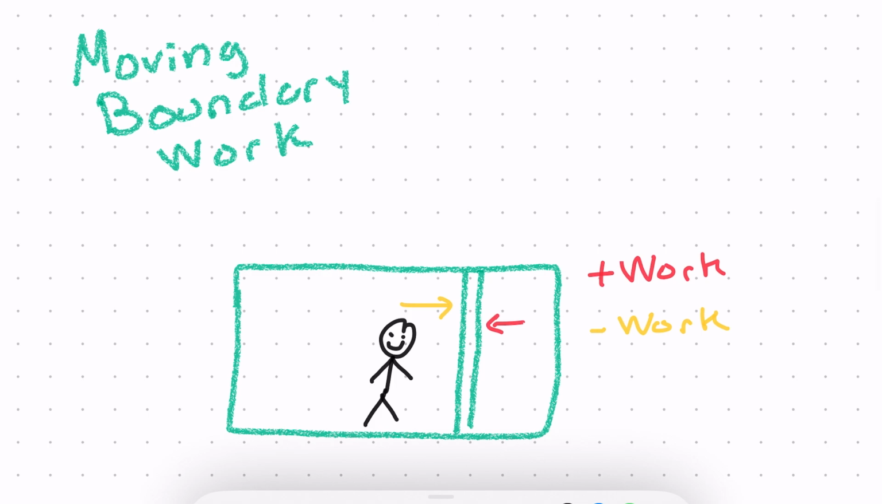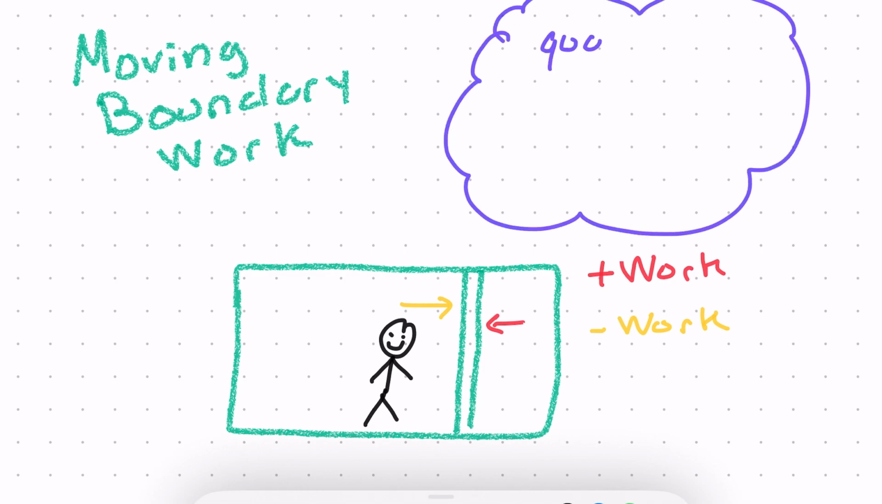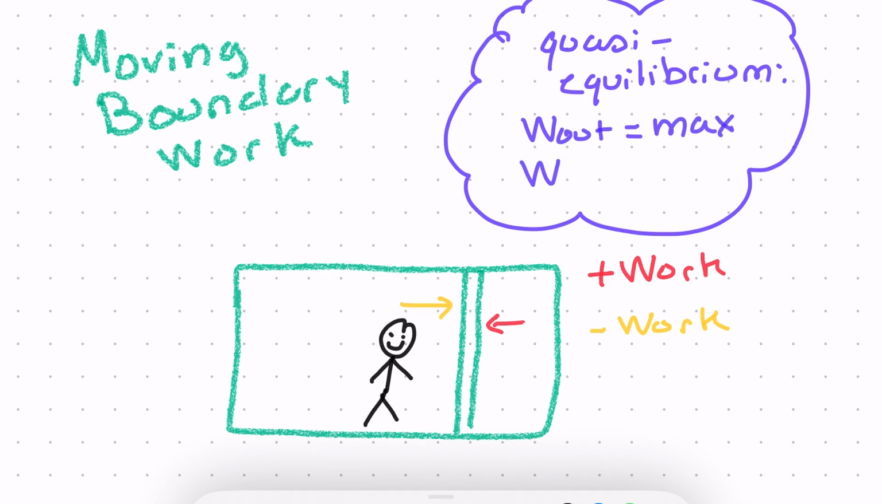Moving boundary work is defined as the expansion or compression work done to or by a system. In reality, it is impossible to measure the exact moving boundary work because the process occurs very fast. Therefore, we assume a quasi-equilibrium process, meaning that the work output is maximum and work input is minimum. The actual boundary work is smaller than the quasi-equilibrium work.